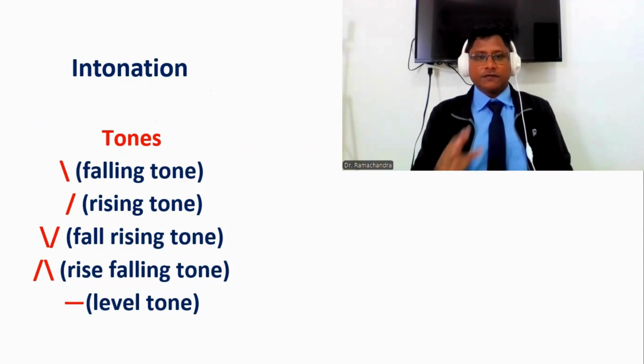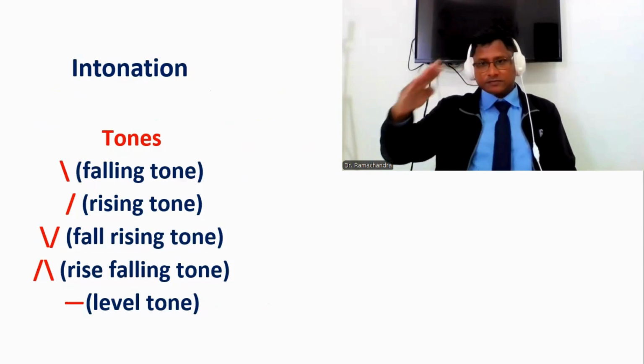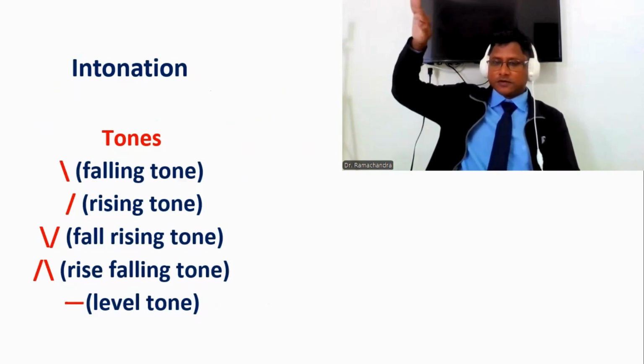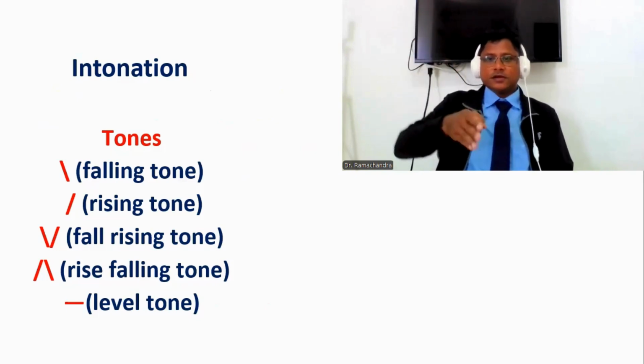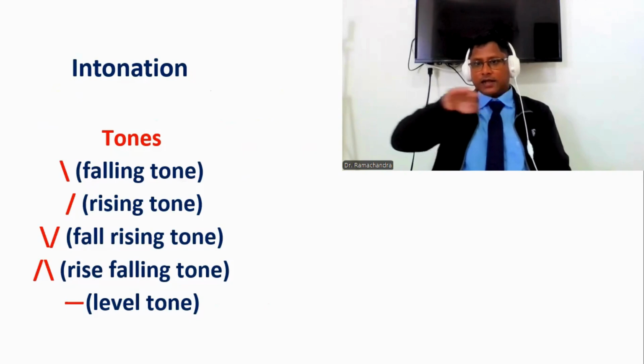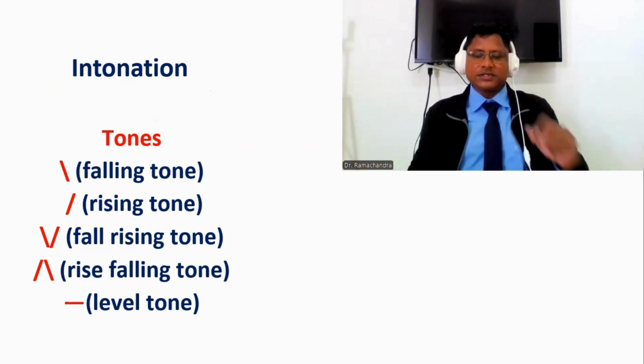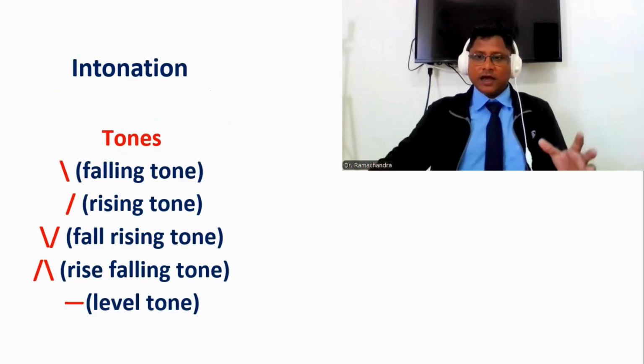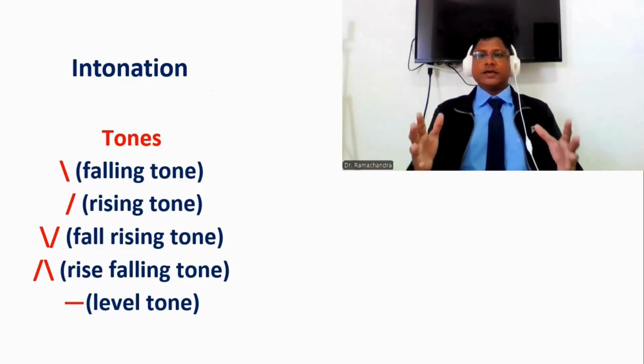Falling tone, for example, falling tone, you take. Rising tone, fall-rise, rise-fall, and level tone. I gave you symbols there, you can find. And now, how we produce them, we practice.